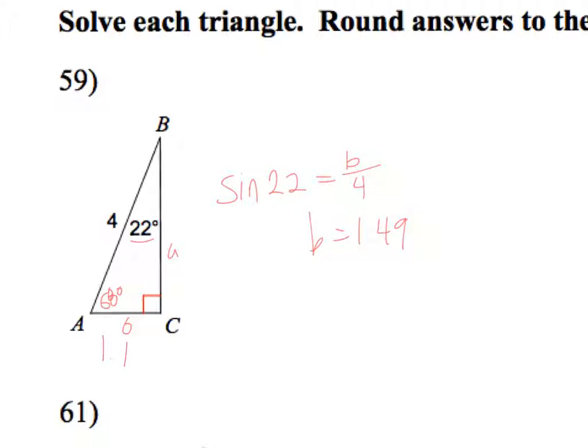All right, so 1.49, and from there, if I wanted to do the Pythagorean theorem, I could, and that would look like 4 squared minus 1.49 squared is equal to a squared. And if I do that, that's going to be 16 minus 1.49 squared, which is going to be 13.78. And the square root of 13.78 is going to be 3.7.